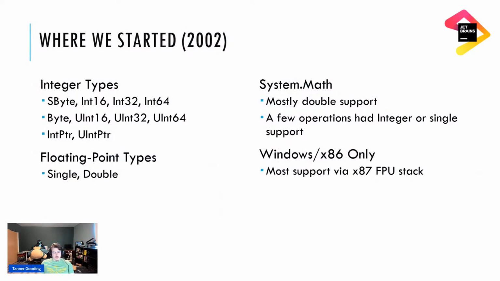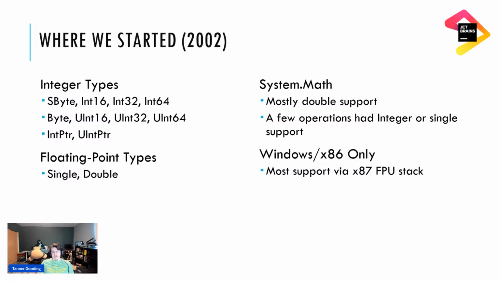So to start with, we're going to go over the past 20 years of numerics in .NET. When we started in about 2002, we had the base set of integer types. So we had the signed types, sbyte, which is an 8-bit integer, Int16, Int32, Int64. We had the unsigned types, and then we had the native sized types, IntPtr and UIntPtr. We also had two base floating point types, single and double, which are binary based, and then the decimal type as well.